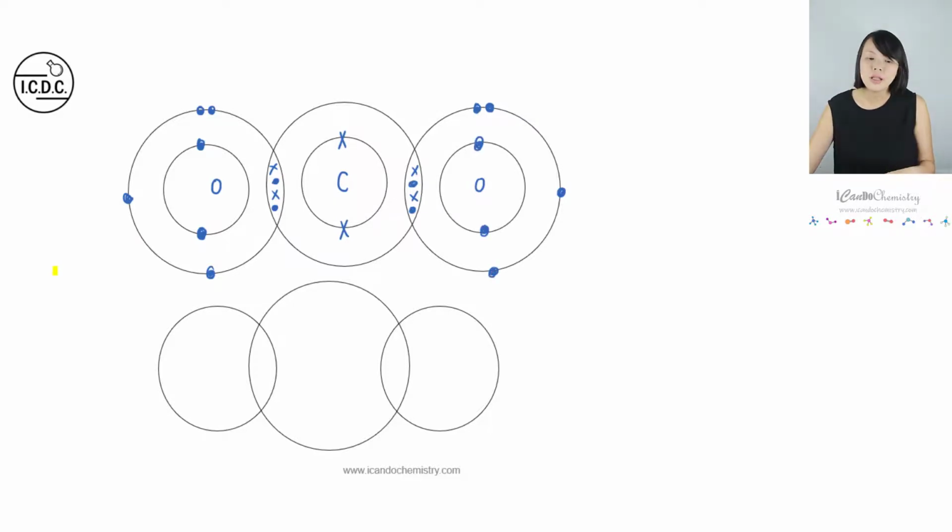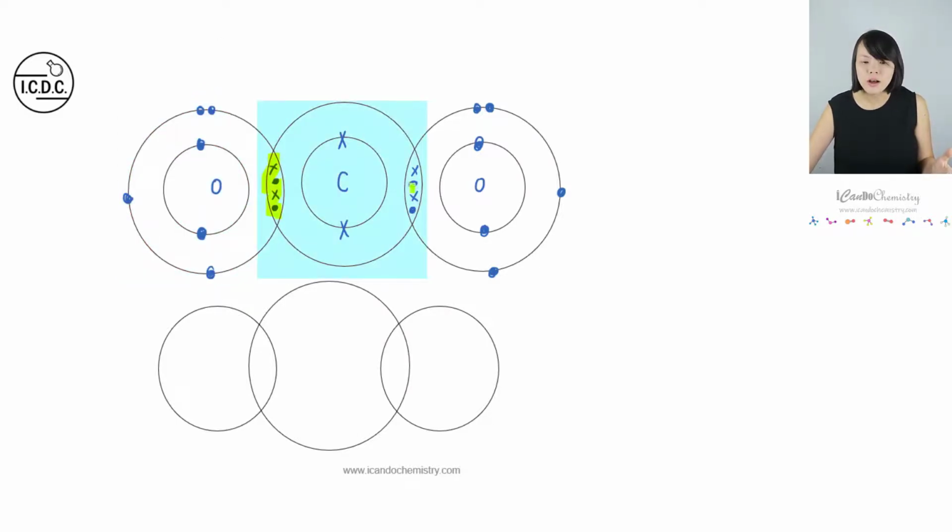Okay? Now after you draw the dot and cross diagram, it is always good to check whether each of these atoms has attained noble gas electronic configuration. So let's check the oxygen on the left. We got 4 here, 5, 6, 7, 8. Alright, so this oxygen attained noble gas electronic configuration. Good. What about the carbon in the middle?